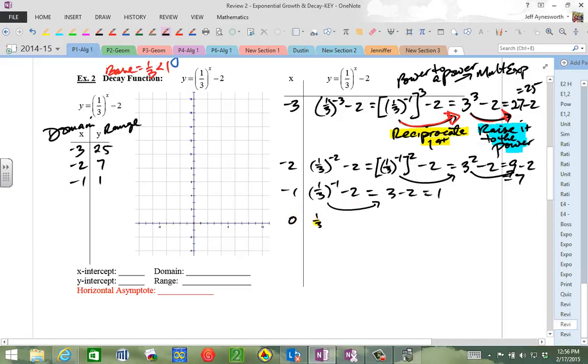At 0, any number to the 0 power is 1, so this becomes 1. Subtract 2 to get -1. So you have 0 comma -1.